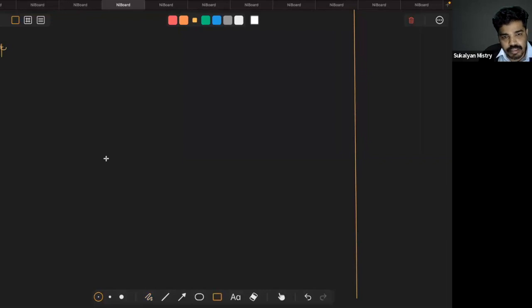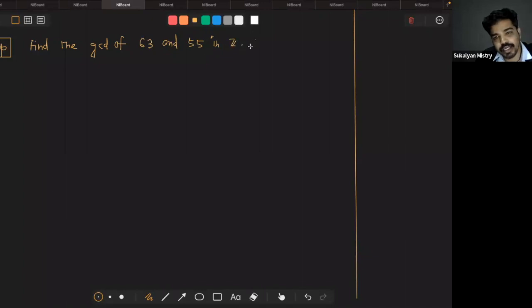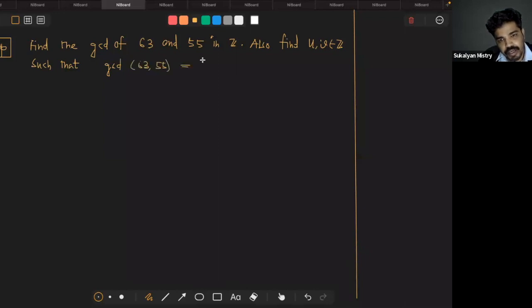Find the GCD of 63 and 55 in Z. Okay, also find u and v that are integers such that GCD of 63 and 55 is equal to 63u plus 55v.